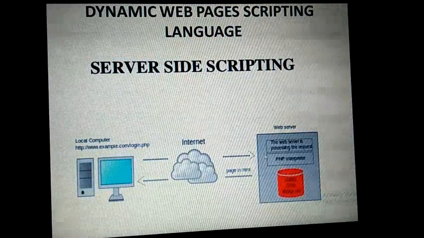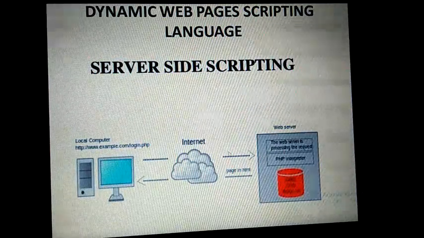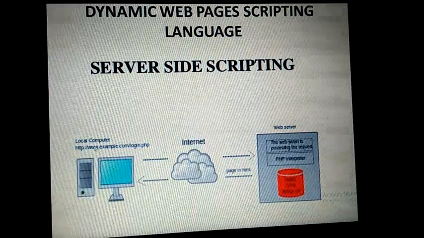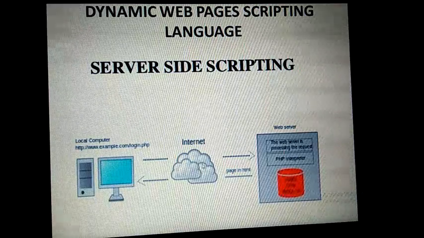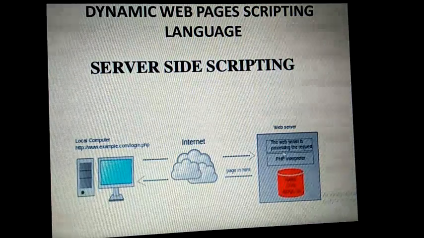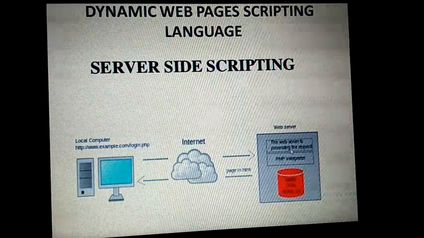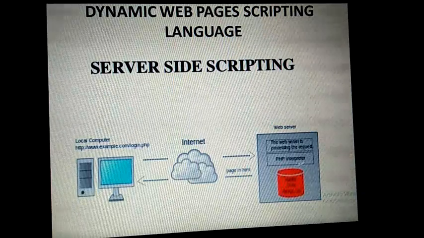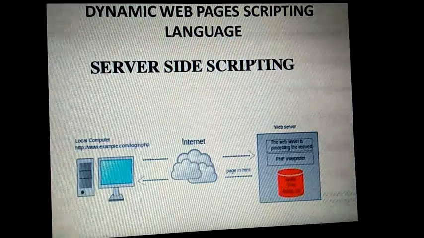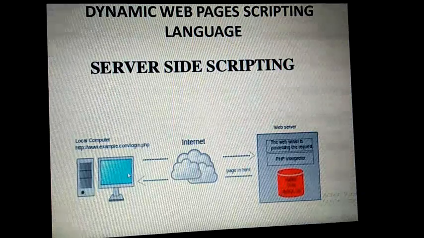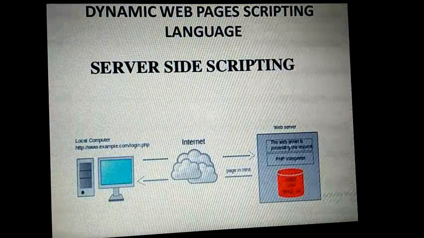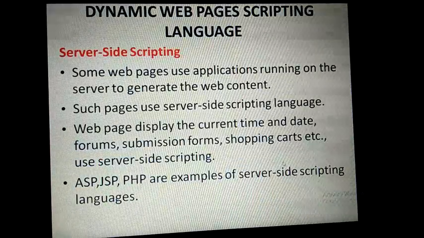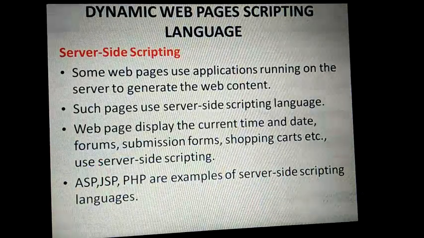This is an example diagram to explain server-side scripting. From the local computer you send the request by typing the URL, and then through the internet it goes to the server side, and the web server processes that request. The PHP interpreter interprets it, and the page is returned to the client machine. So on the server side, all the actions are processed. This is an example of server-side scripting. For server-side scripting we use ASP, JSP, and PHP languages.